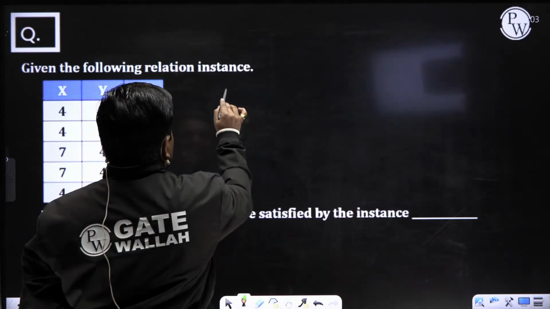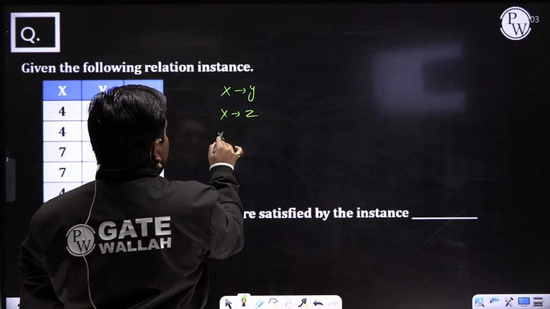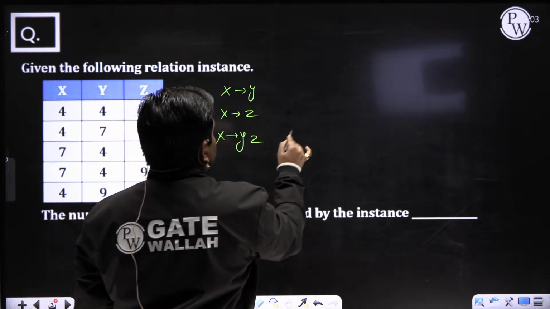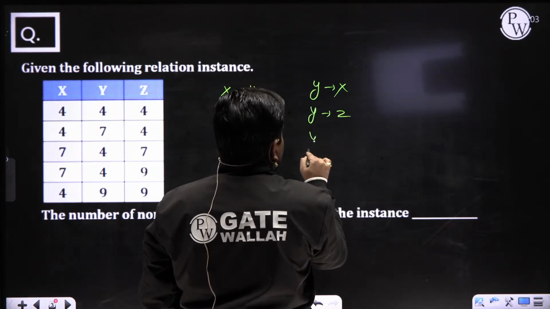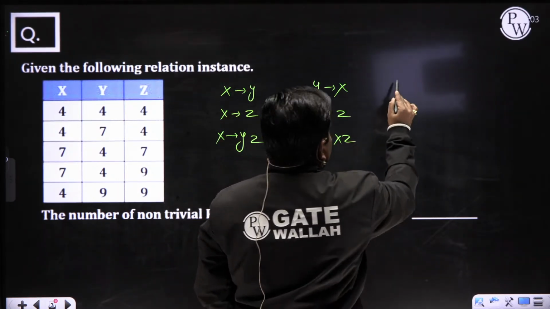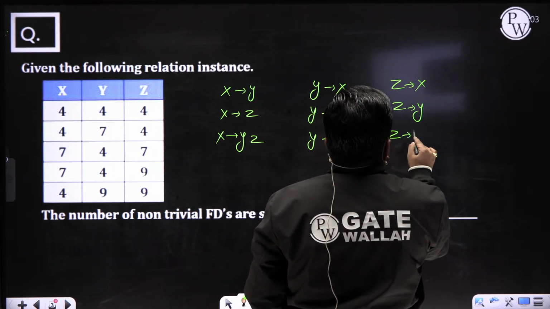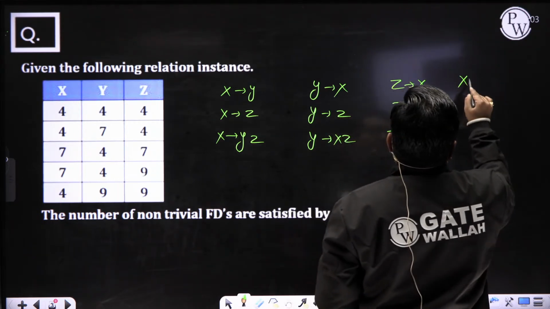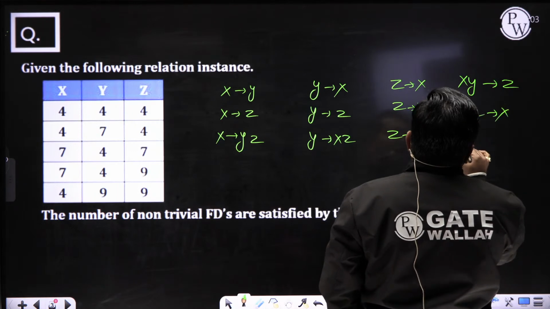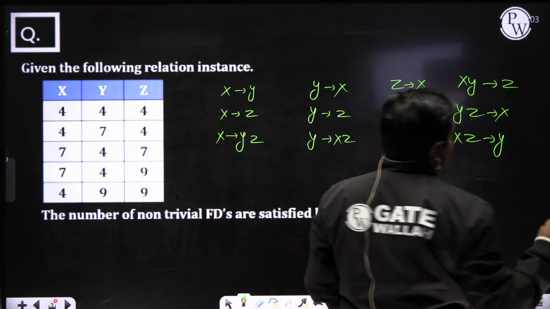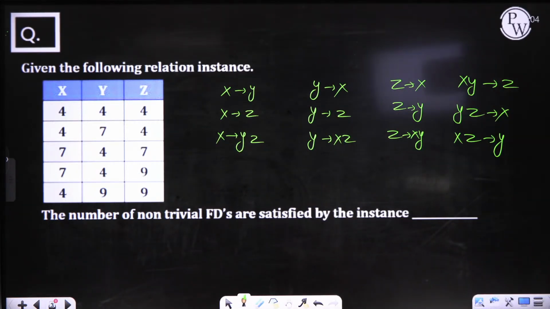So what are the cases for non-trivial? X determines Y, X determines Z, X determines YZ, and Y determines X, Y determines Z, Y determines XZ, Z determines X, Z determines Y, Z determines XY, XY determines Z, YZ determines X, XZ determines Y.